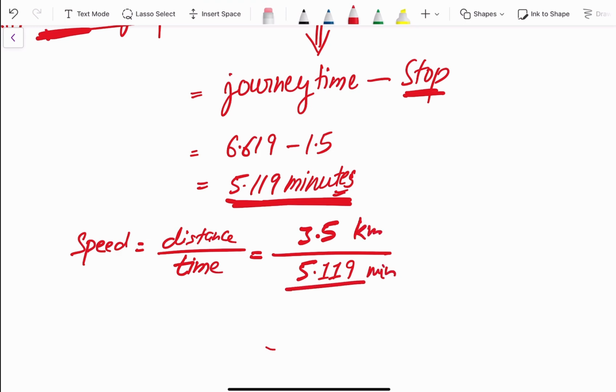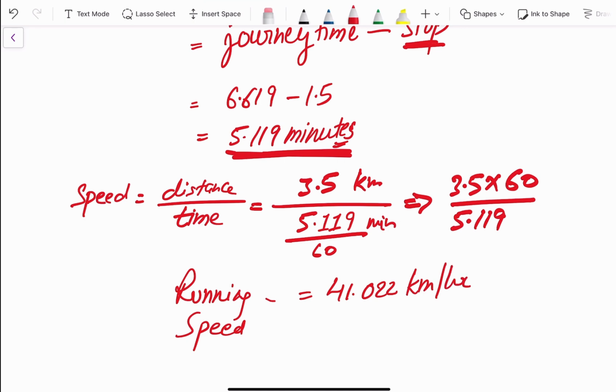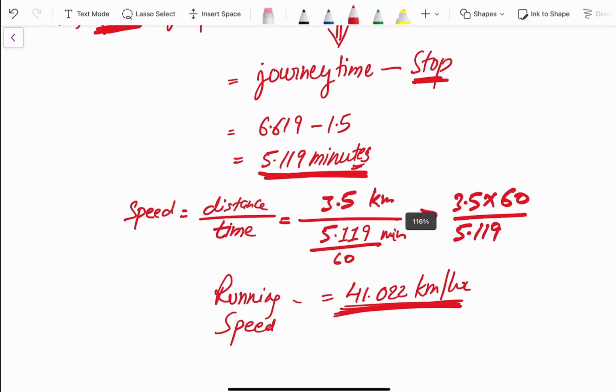So to convert this into hour, we will divide by 60. So that will come out to be 3.5 into 60 divided by 5.119. Okay. So upon solving, the running speed will come out to be 41.022 kilometers per hour. This is the solution that is required from the question.